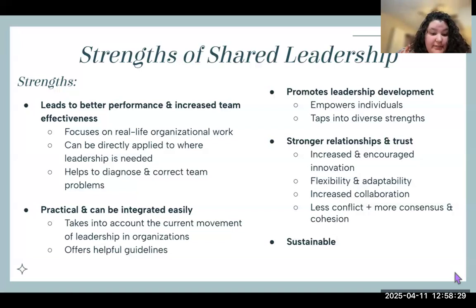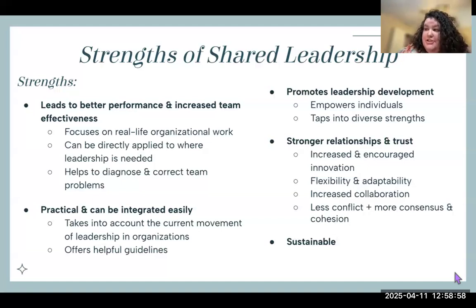Another strength of shared leadership is that it also does promote leadership development. You're empowering individuals by challenging them to step up or including them on having a voice and getting to take some ownership. And it also is tapping into their diverse strengths. So now you might have somebody who is an engineer who also has experience with graphic design, and they get to help lead this program management project instead of just stick in their lane. But then you have some more creativity that comes with that.